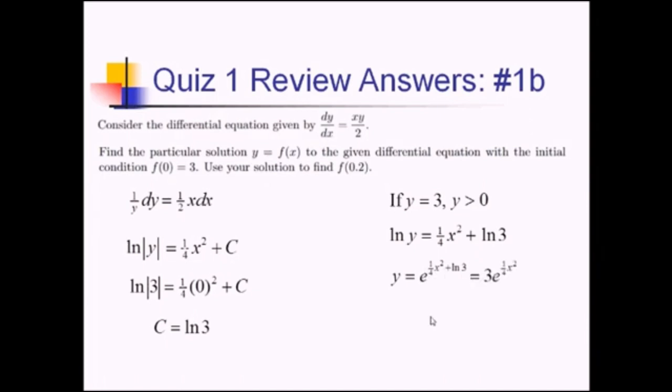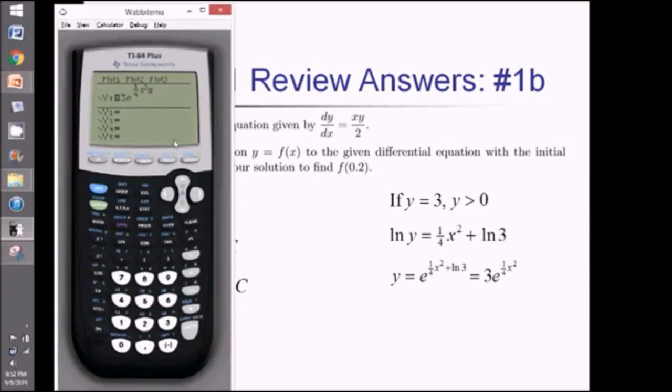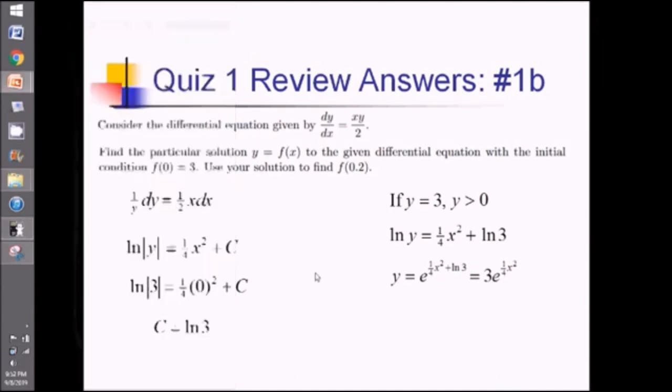Now we're not quite done with everything because they wanted us to find f of 0.2 using our particular solution. So to do this on the calculator, I've entered my particular solution into my y equals, and then I'm just going to do alpha trace, pull up y1, and plug in, they said 0.2. So there we go. That comes out to 3.030 if we take it to 3 decimals.